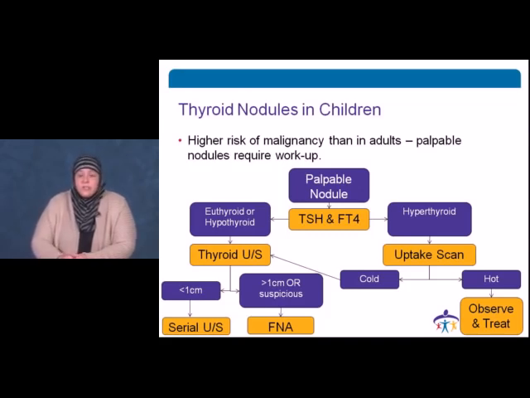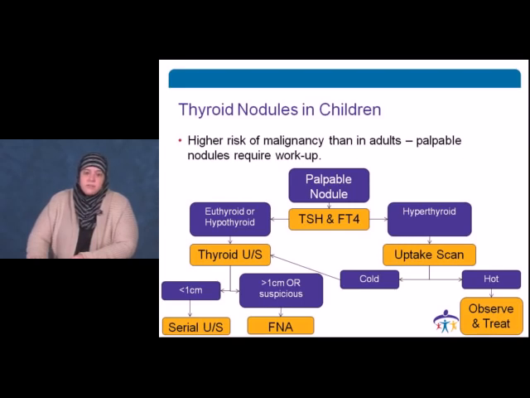If the thyroid ultrasound shows that the nodule is greater than 1 centimeter, or if it has any suspicious features such as calcifications or heterogeneity, you want to proceed to a fine needle aspiration, which will be done by a thyroidologist. If the nodule is less than 1 centimeter and there are no suspicious features, then this can be followed by serial ultrasound. We typically do these yearly for a few years, and then if there's minimal change, we can space out the ultrasounds.